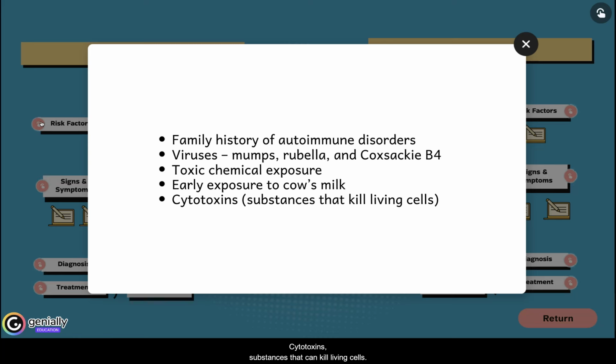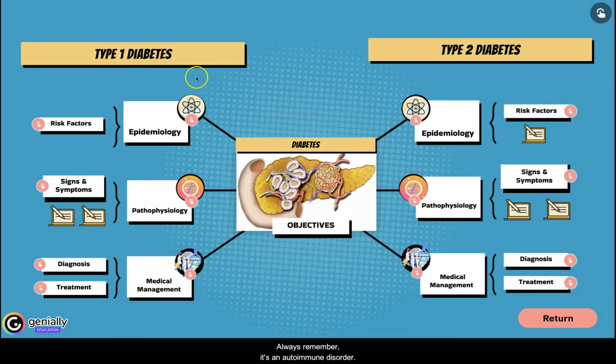Cytotoxins: substances that can kill living cells. So toxic chemical exposure, early exposure to cow's milk, and viruses can destroy the beta cells in your pancreas, and that's what ends up causing type 1 diabetes. Always remember, it's an autoimmune disorder.